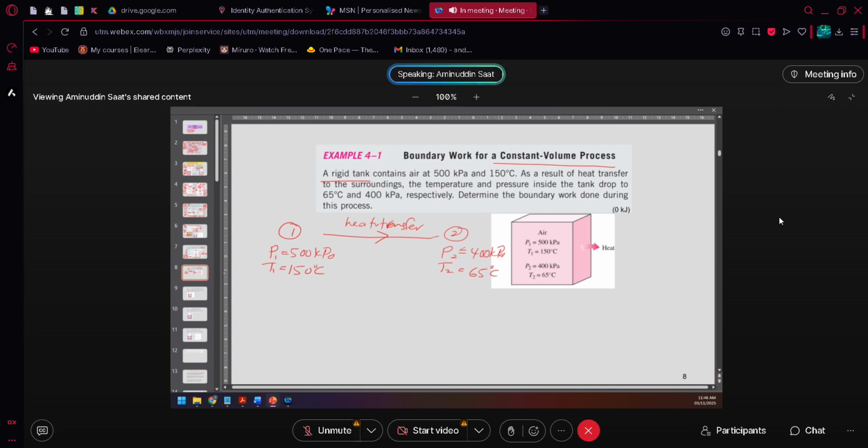It seems that there is a reduction of the temperature, so you can say it is related to a cooling process. Heat transfer, and from the temperature value dropping to 65 degrees Celsius, you can say it is a cooling process. But because this is a rigid tank, a rigid tank means the volume is constant, no change in the volume.